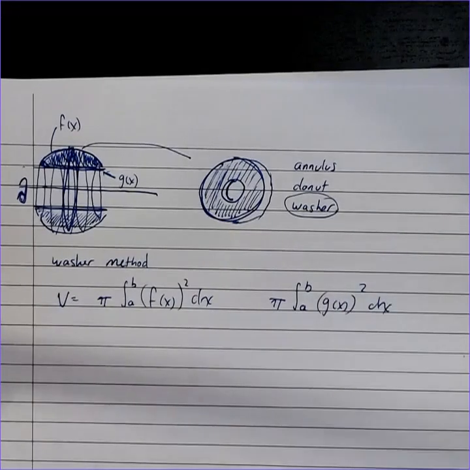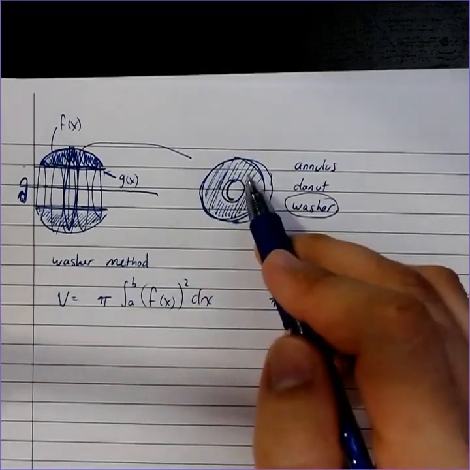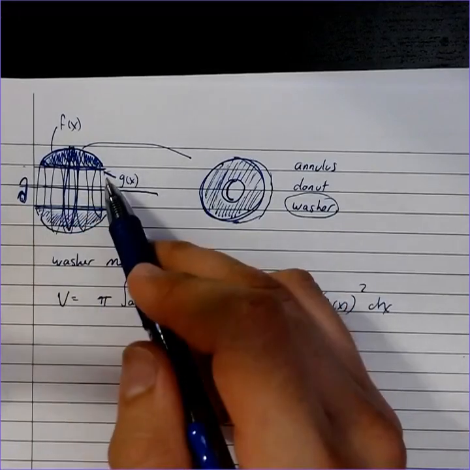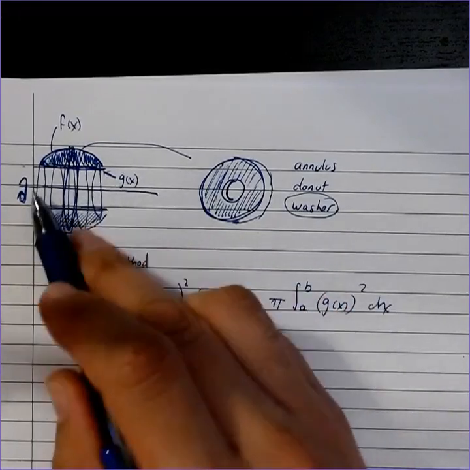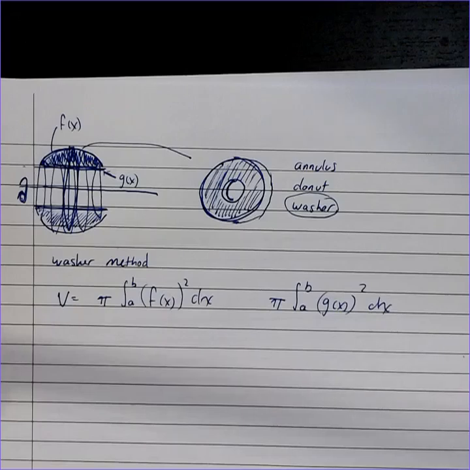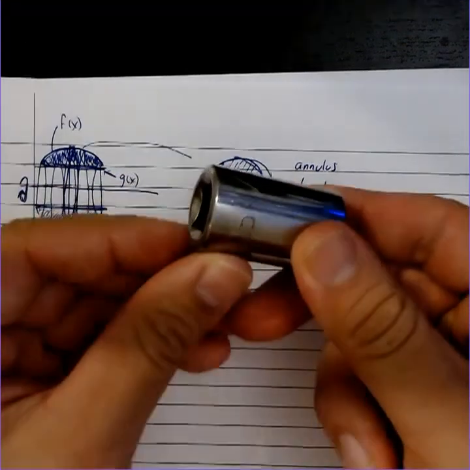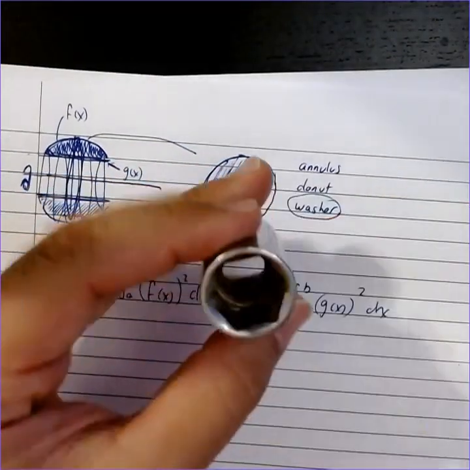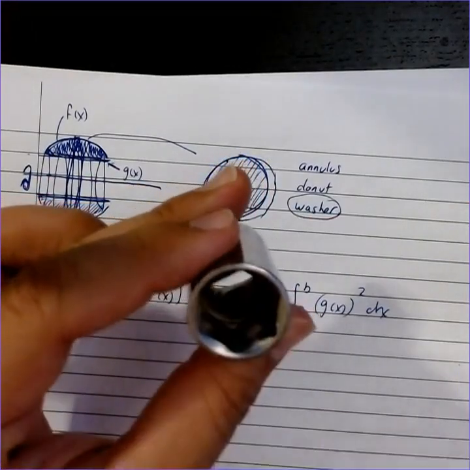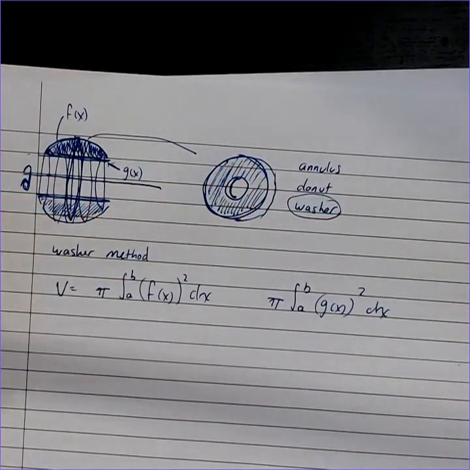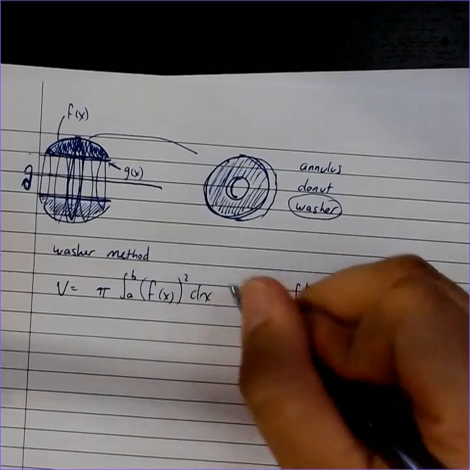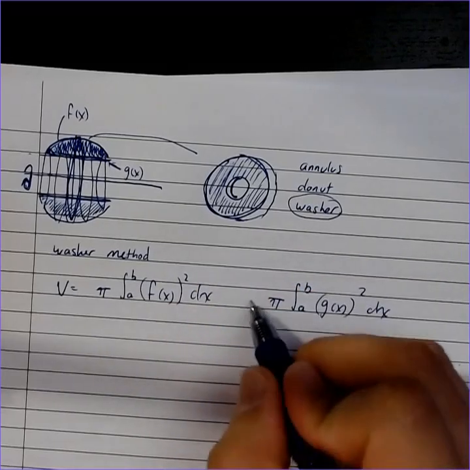And here, we're going to take pi times the integral from a to b of g of x quantity squared dx. So I'm going to find one big volume, the volume of the whole thing, but then I'm going to find the volume of the part in the middle that's hollow. Basically, I'm going to find the volume of this cylinder. Oh, but then I'm going to find the volume of the small cylinder inside that's been cut out. Okay, so I found my two volumes.